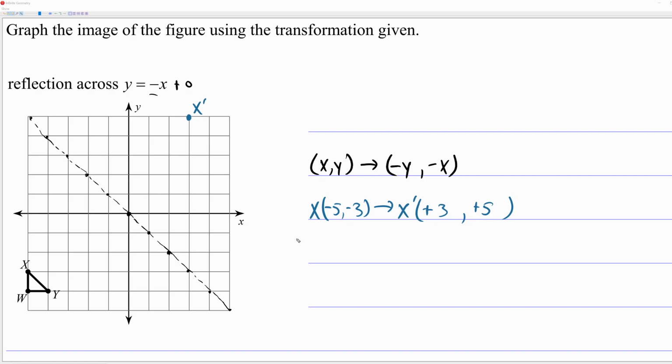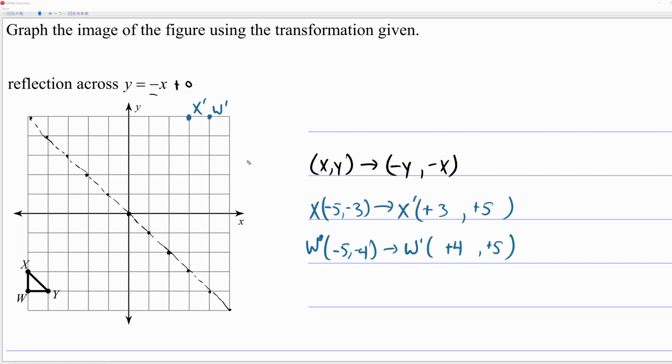Once you get good at this, sometimes you can reflect 1 point and then sort of use visualization to draw the rest of the picture. But point W, not W prime, point W is at negative 5, negative 4. So W prime. Switch the two numbers. So negative 4, negative 5. And then change their signs. So that's going to be at 4, 5.